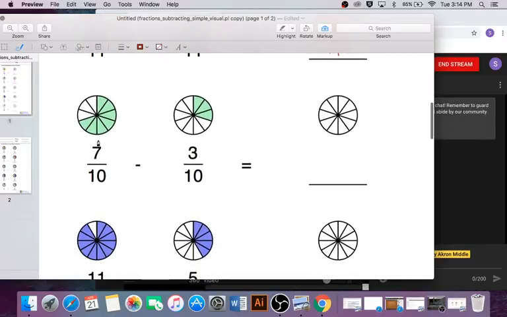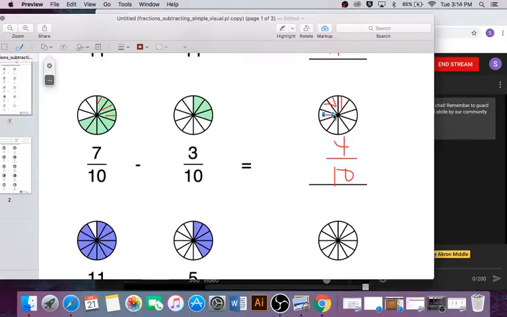Our next one, we have our whole is 10. So that's what our denominator is. So our denominator for our answer is going to be 10 as well. We have 7 green pieces shaded in, and we're going to take away 3 of those green pieces. So if we start with our 7 and we take away 1, 2, 3, we're left with 1, 2, 3, 4. So we have 4 out of our original 7 pieces shaded in.